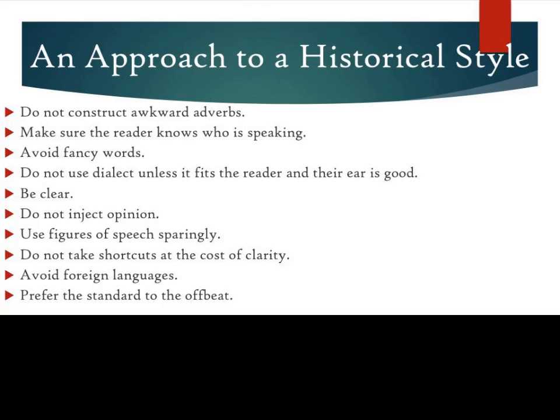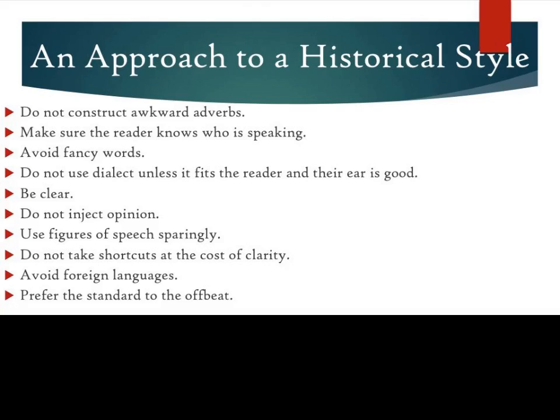Avoid fancy words. Now, that doesn't mean avoid an extended vocabulary, but avoid fancy words that could be better said with other words. Remember, it's not just syntax, it's not just your sentence structure, but it's also diction. Okay, your word choice.